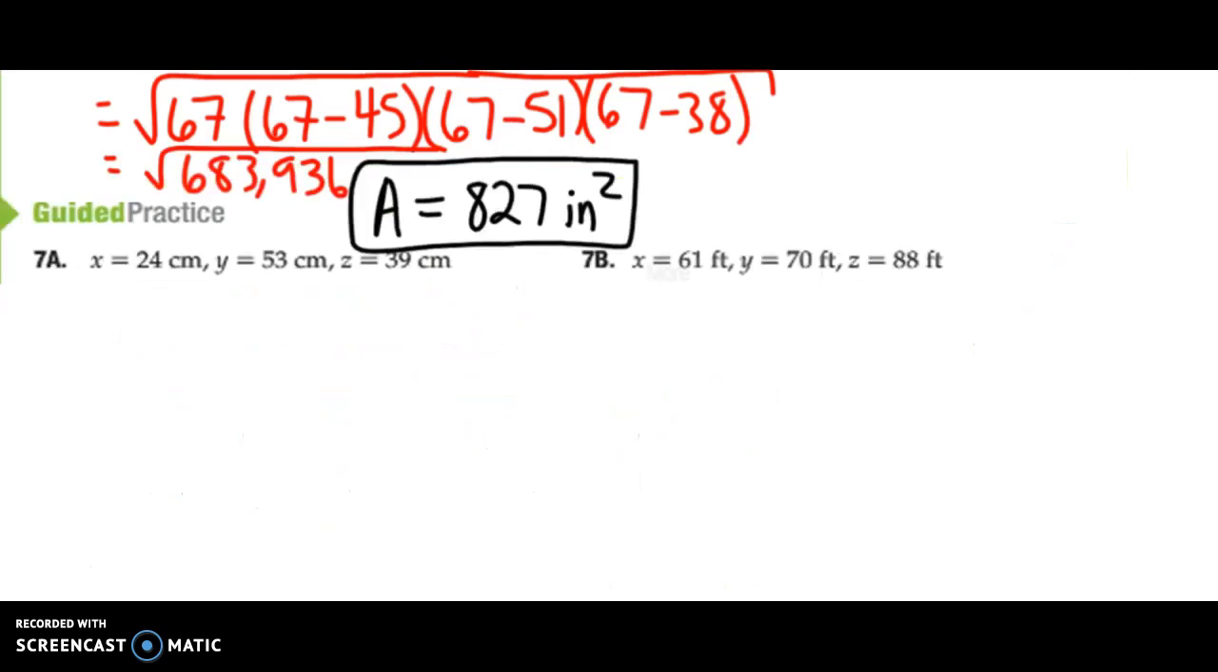So here's a couple guided practice problems right here. X, Y, Z, X, Y, Z. Same thing, A, B, C, doesn't really matter. Find S to begin, and then you can use your Heron formula to figure out the rest.